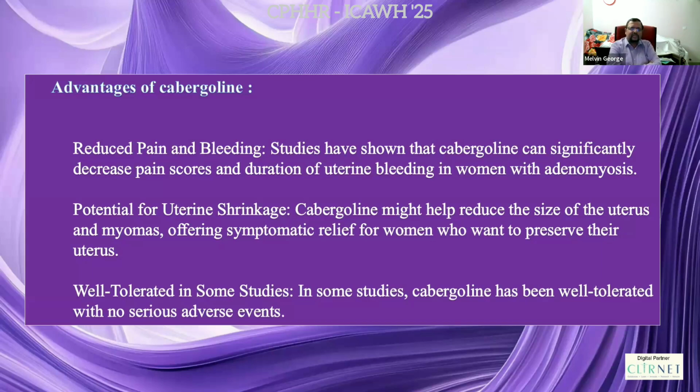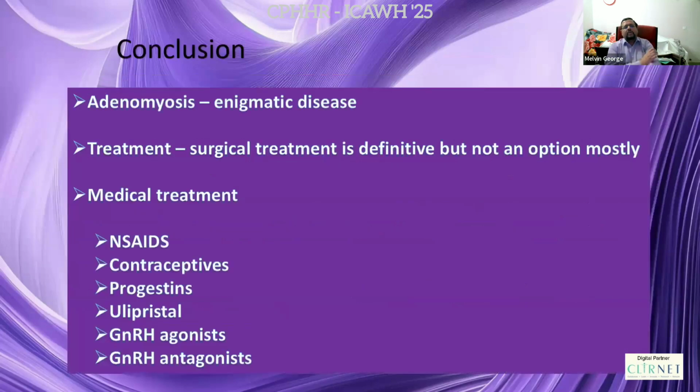Again, not enough studies are done on this. So we will probably see in the days ahead more studies with bromocriptine and cabergoline, which can supplement the other drugs which are regularly being used. So to conclude, I would say that adenomyosis continues to be a very enigmatic disease. A lot of times people get stuck in diagnosis, people get stuck in giving the best optimal treatment. Although surgical treatment is definitive, it is not an option mostly.